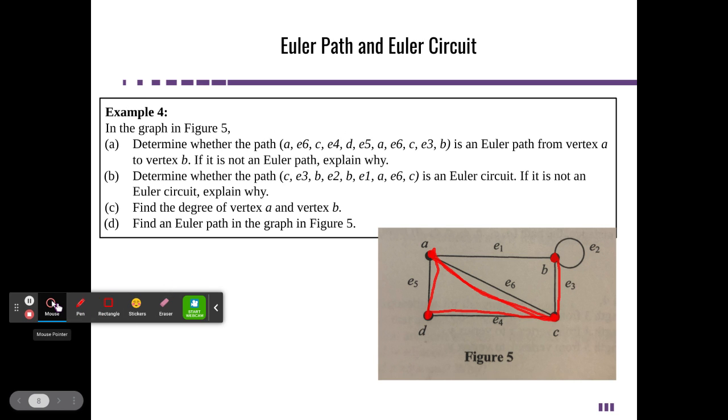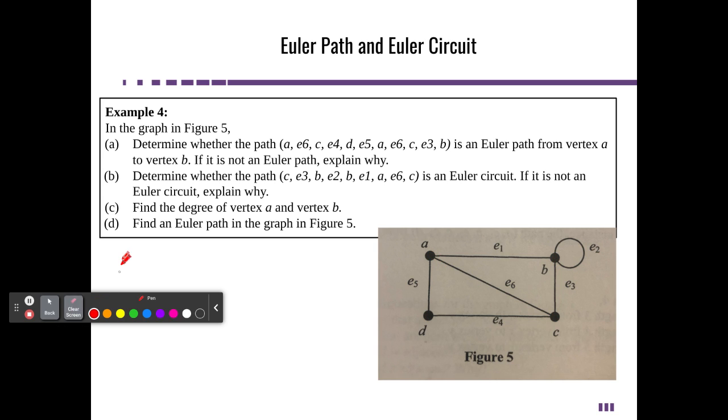Let's go here. What did I just do? Boom. There we go. Clear section. Sorry about that.